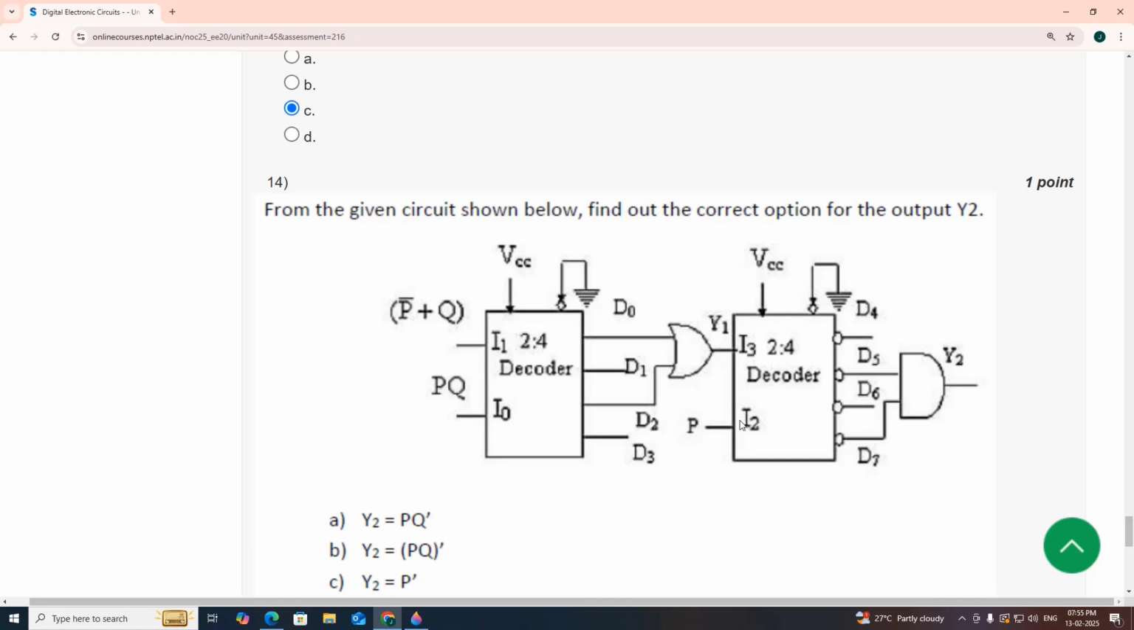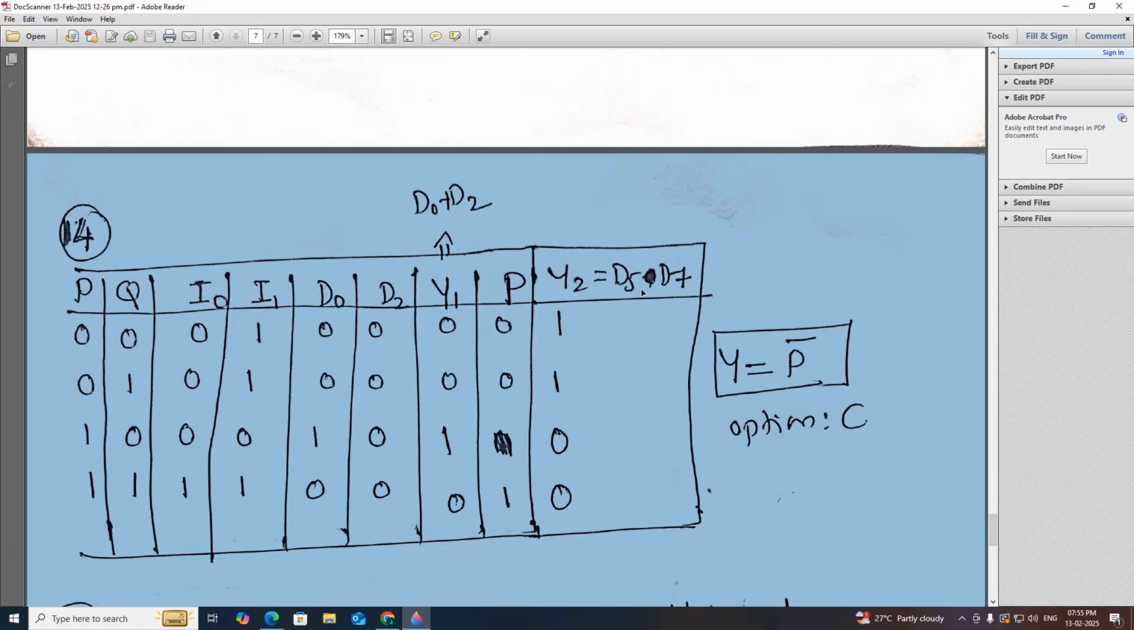If y is 0 for p equal to 0, that means I3 and I2, these two inputs are 0 0. If these two inputs are 0 0, then of course we get d4. We get output at d4, and in this case it is 0. Remember, it is 0, and all others will be 1: d5 is 1, d6 is 1, d7 is 1. So you can see here d5 is 1, d7 is 1. Therefore output is 1. And similarly for this one.